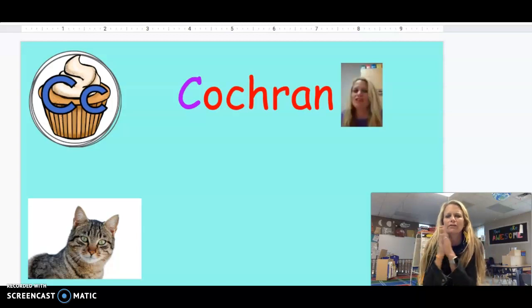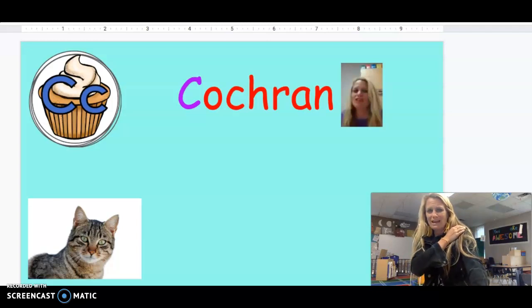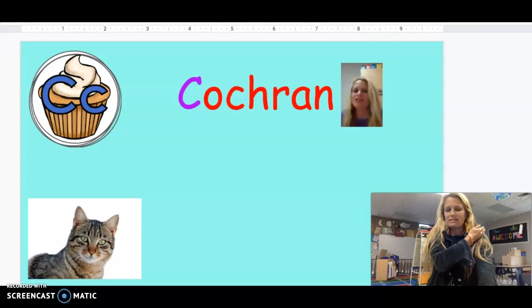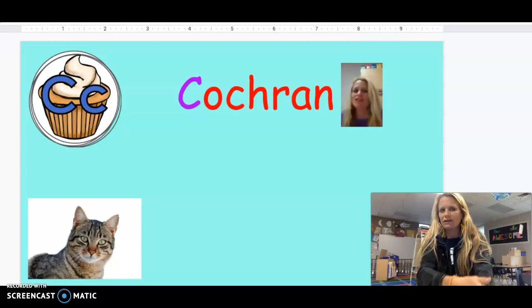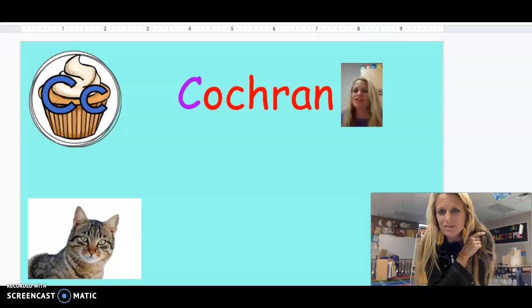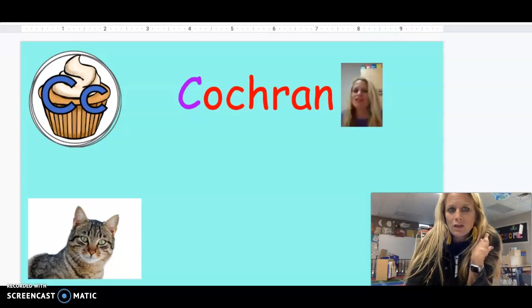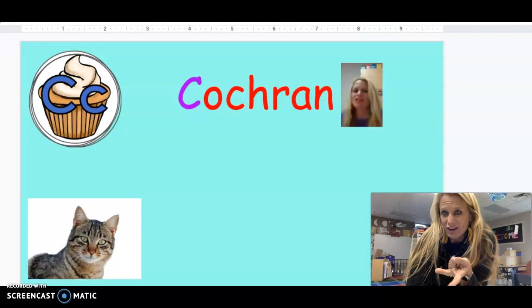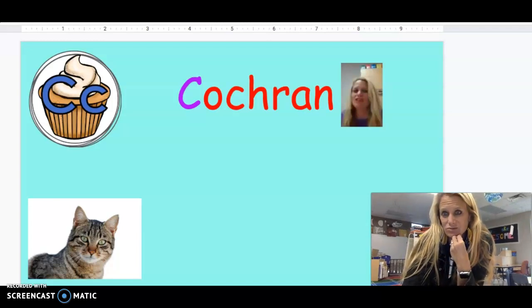Cochrane, cupcake, cat. I'm going to use my arm slide today. I'm going to put my name up here. I'm going to start at the top of my slide, and I'm going to hear that same sound no matter what. Cochrane, cupcake, cat. They all have that same sound at the top of the slide. So today we're going to look at all of our names, and then we're going to try to find something around our house also that has that same sound, okay?